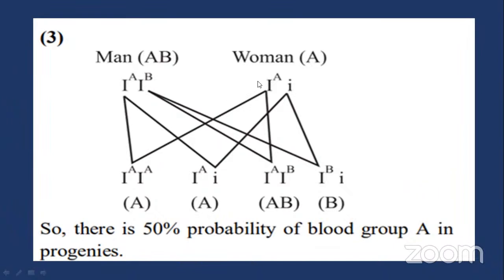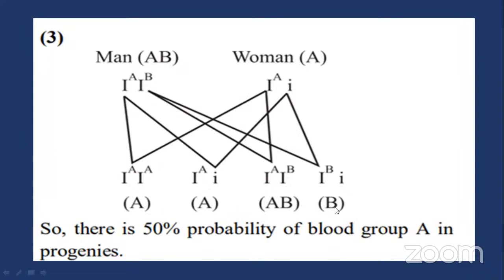Here the IA and here also IA alleles join together, so blood group A is possible. Again, the same IA, and here the i, so it is also A, not AB. Here IA is possible and IB is also possible. And another one is IA and IB. So the total possibilities: there is a 50% probability of blood group A in progeny, and the remaining is AB and B.